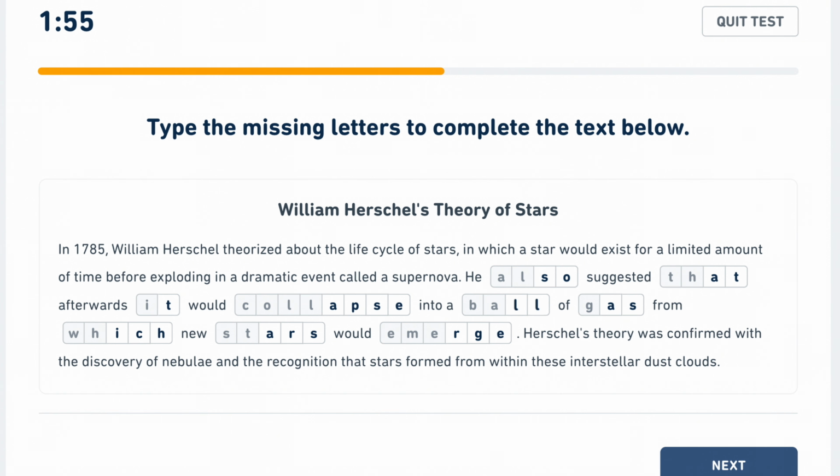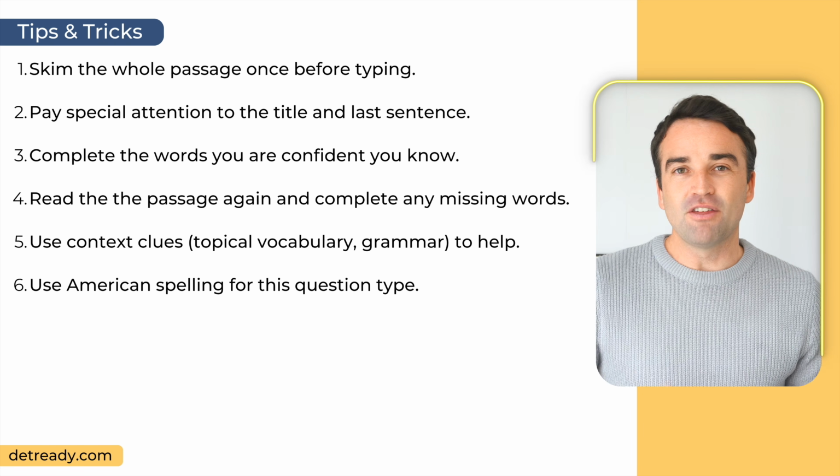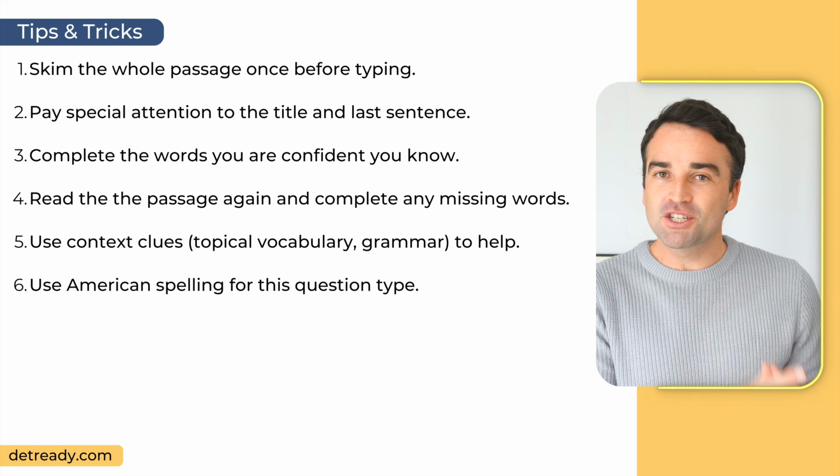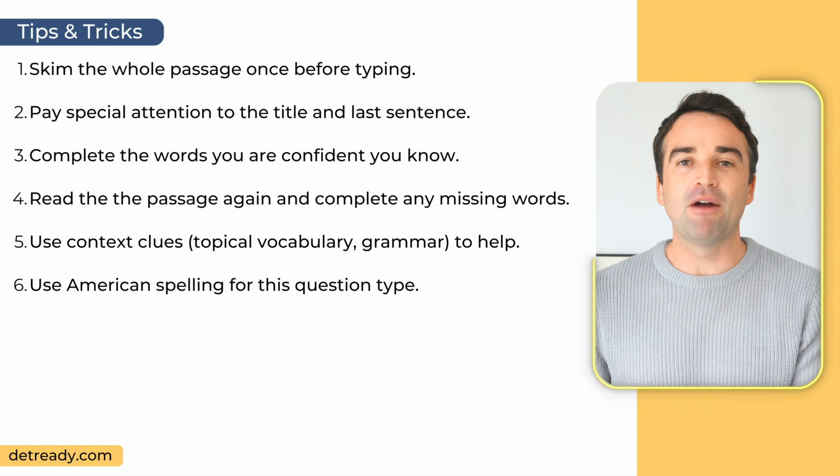In terms of grammatical knowledge, we have grammar words like that, it, and which. Make the sentences grammatically correct. So as you can see, you need to use your topic-related vocabulary and also your grammatical knowledge in order to complete these passages correctly. Another important pointer is for this question type, you need to use American spelling.